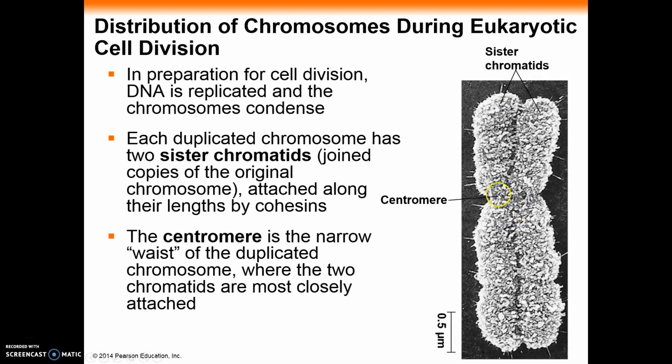These are connected together all along the length through proteins called cohesins. But there is also a special point somewhere around the middle, it's oftentimes offset, called the centromere, where these two chromatids are even more tightly connected, and this is where the cell will connect in order to ultimately pull these two sister chromatids apart.